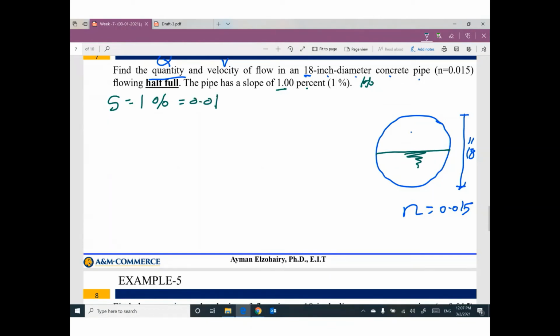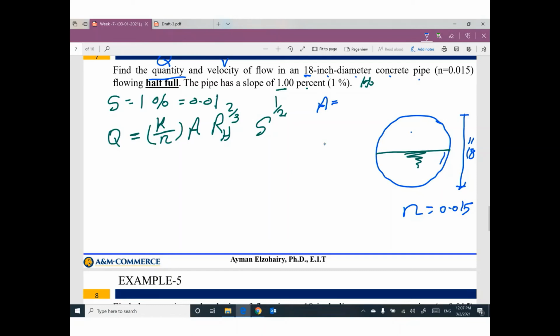How can I do it? Okay, using Manning equation. Discharge equal K divide N, area, RH to power 2/3, S to power 1/2. One by one, step by step. Let's start first. What is the value of area?